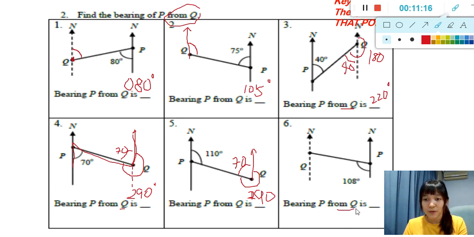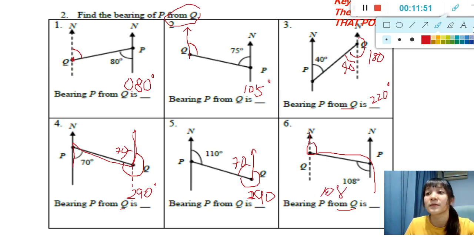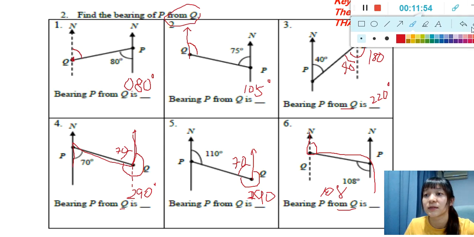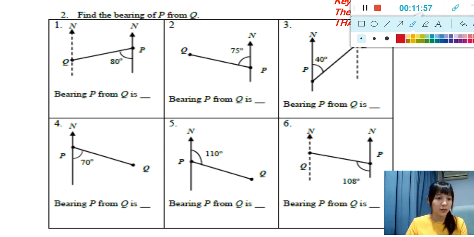Then the last question. Question 6 here. From Q again. Q is here. The north line is already drawn. Then they want you to show the bearing of P. P is here. So again, you draw from the north line. You draw the bearing in a clockwise rotation. This is the angle. Okay. It's already given 10 here. What do you know? Can you find a Z? Like this. Z, isn't it? This is a Z. Z means this angle here and this angle here are the same, 108, right? Okay. So I erase everything off now. Then we go to the next slide here.